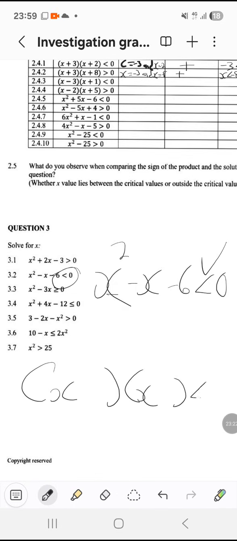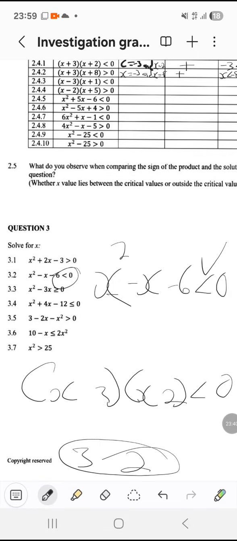x there, x there. So we have, okay, 1 minus 6. 1 minus 6 is minus 5. So our factors have to be 3 and 2. 3 and 2, so we have 2 and we have 3. Positive here, negative here.